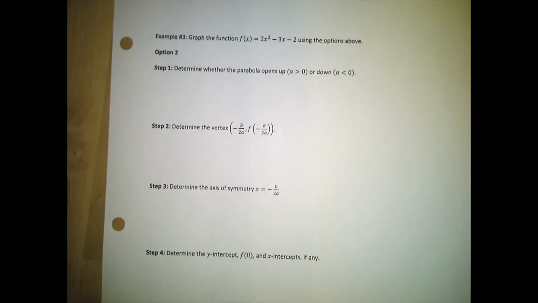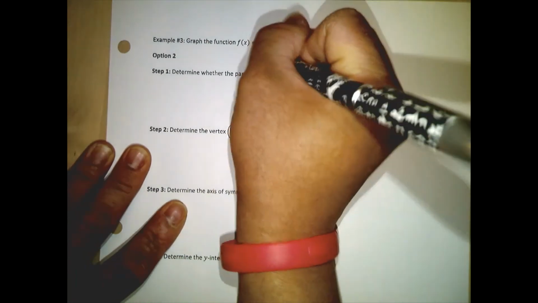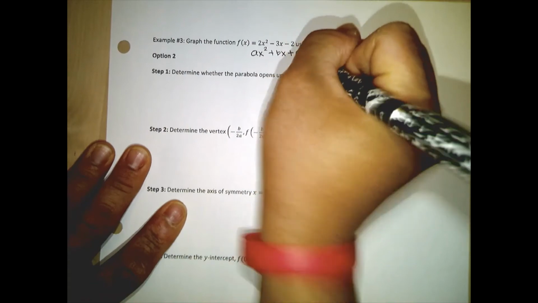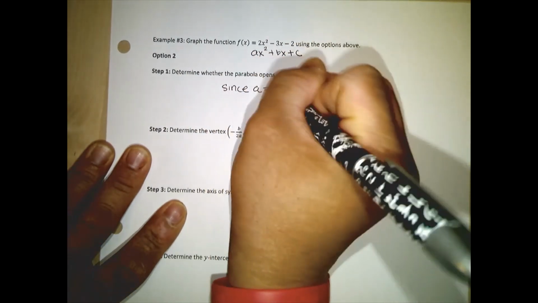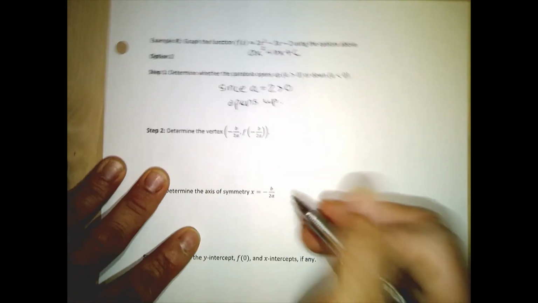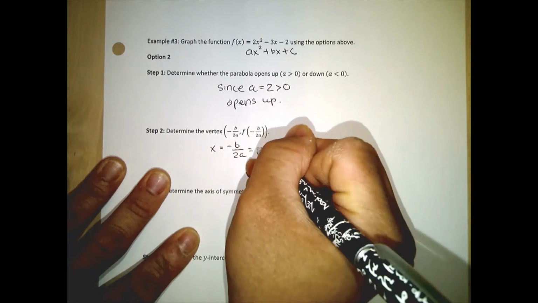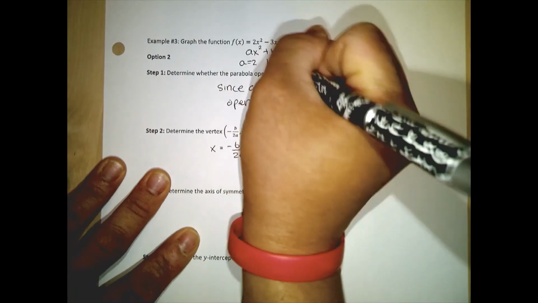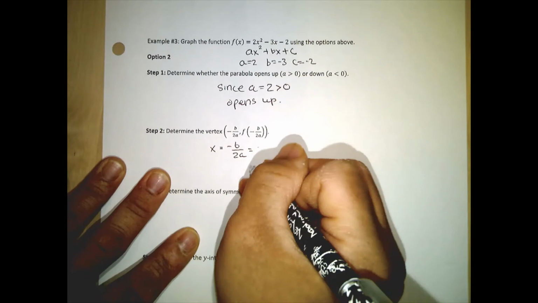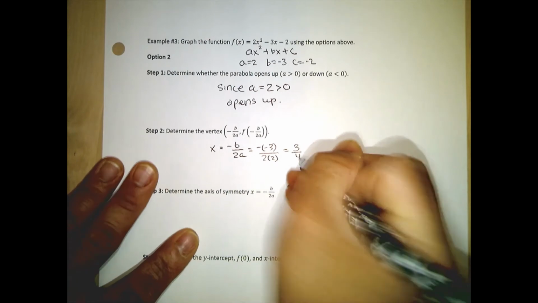All right, let's try doing the same example using option 2 here. So determine whether the parabola opens up or down. So we have a x squared plus b x plus c. Since a equals 2 is greater than 0, this opens up. And then we'll determine the vertex. The x will be negative b over 2a. So that will be negative, now a, remember, is 2, b is negative 3, c is negative 2. So negative 3 over 2 times 2, so this will be 3 over 4.